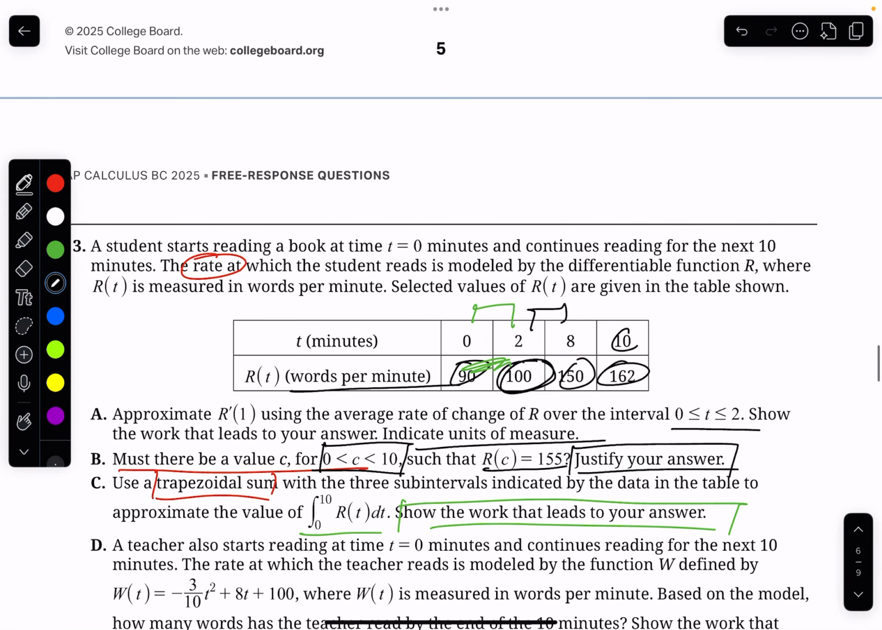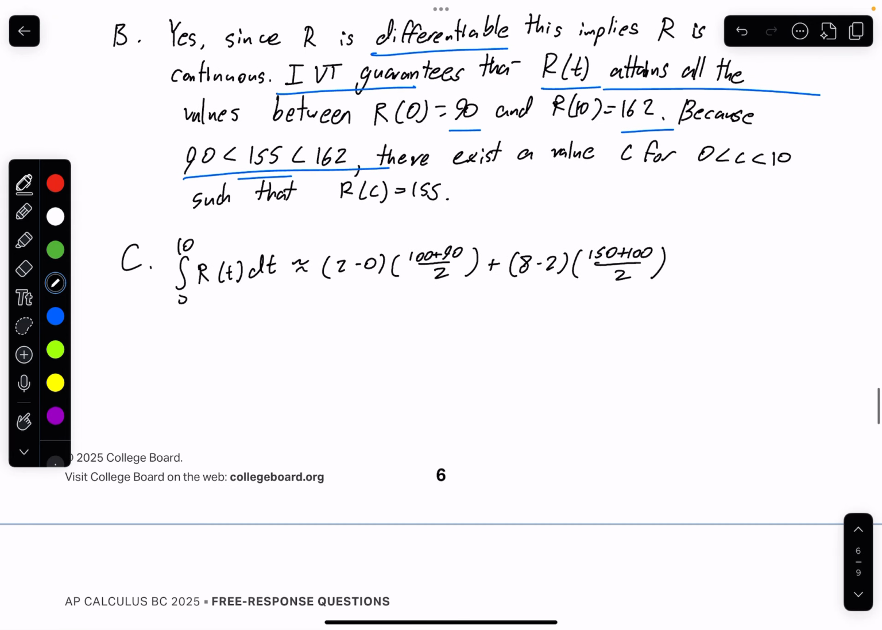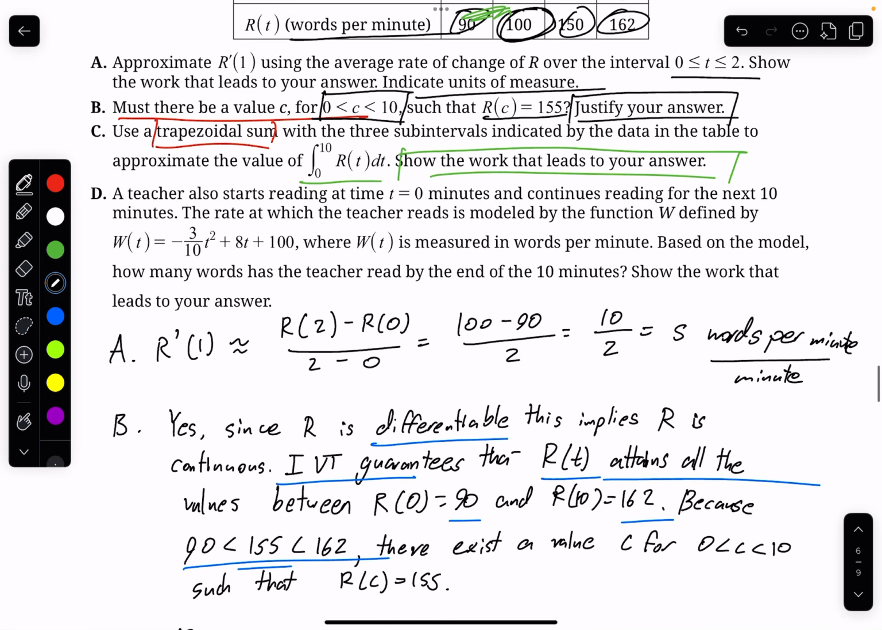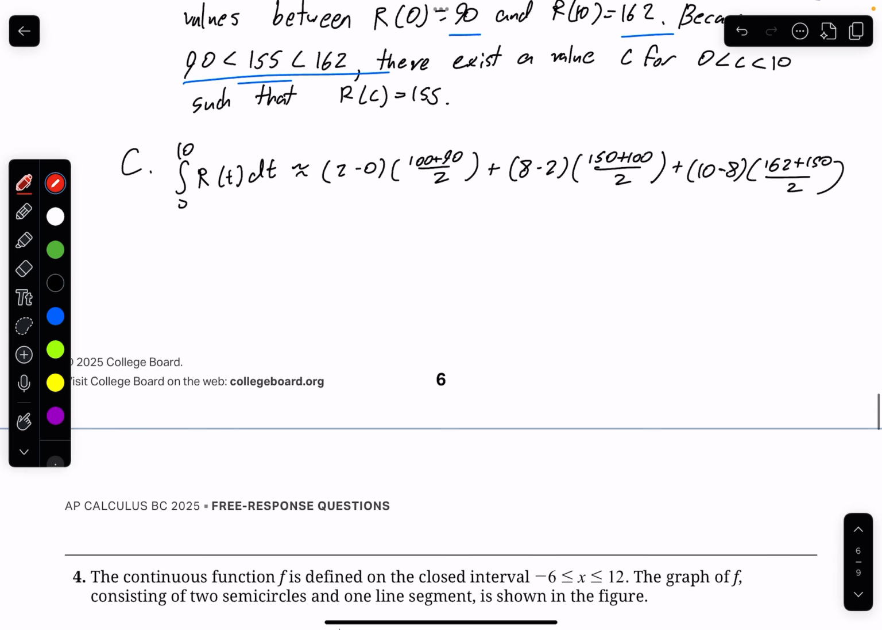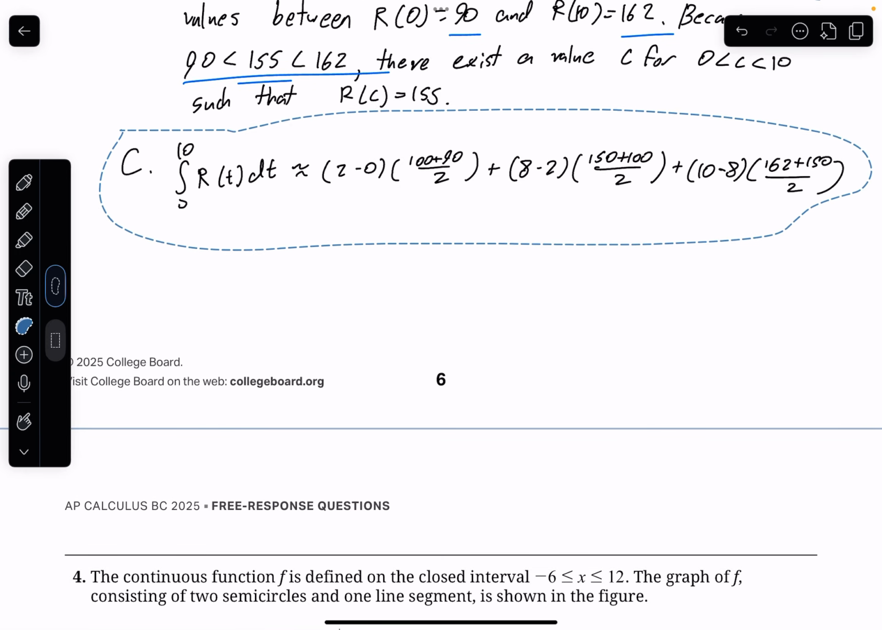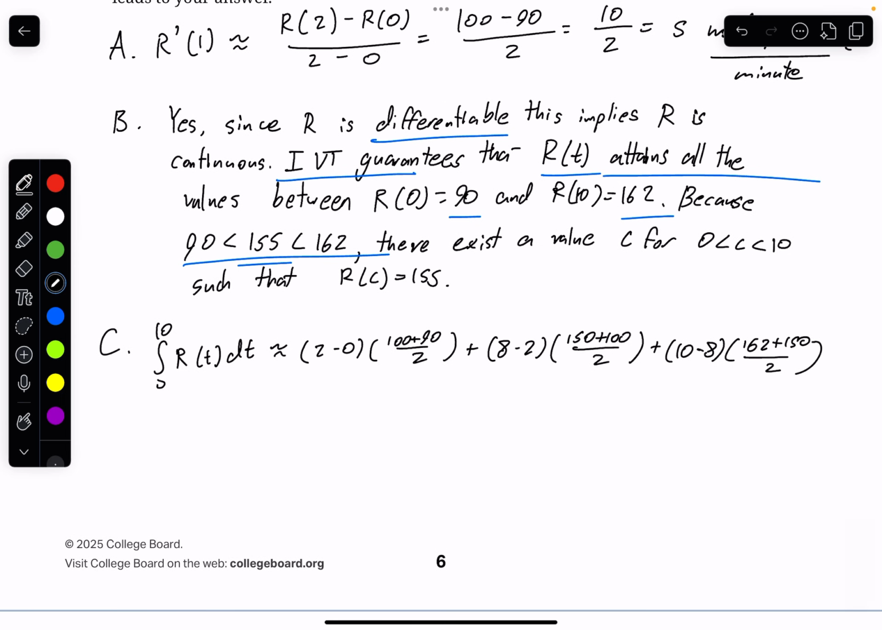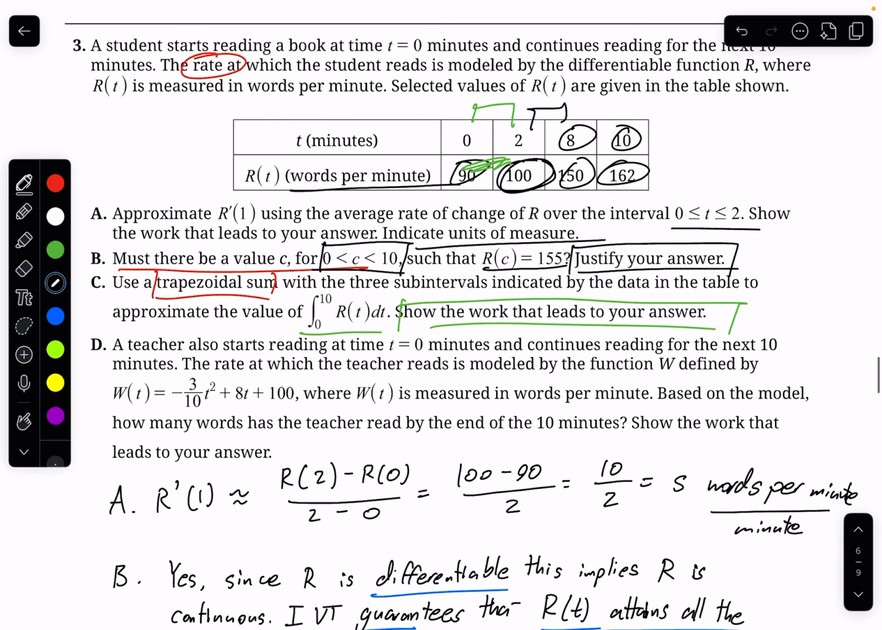Then we're going to have 10 minus 8 and 162 plus 150, all over 2. Now, let's simplify. Now, if you caught me right there, you would have realized that simplifying is the biggest mistake. A lot of you guys must have wasted time by simplifying your answer, and that didn't leave time for the other parts. On the AP exam, you don't have to simplify. If you leave your answer right like this and you wrote all the right numbers, you're going to get full credit for it. So yeah, that's all you have to do for part C.